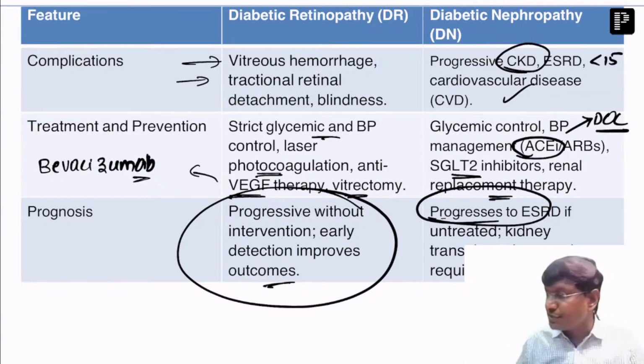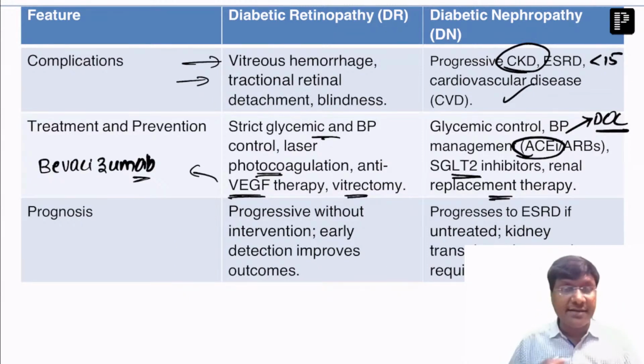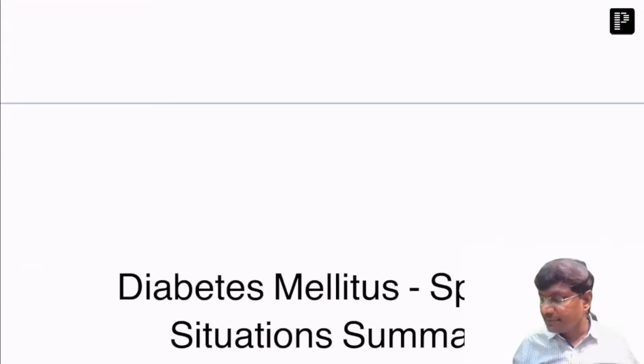And once the individual goes into end-stage renal disease, they will be requiring the renal replacement therapy. And that renal replacement therapy will be either in the form of dialysis or in the form of the kidney transplantation. Okay, so this is about the two important complications, that is diabetic retinopathy and as well as diabetic nephropathy. Now we'll do the multiple choice questions.